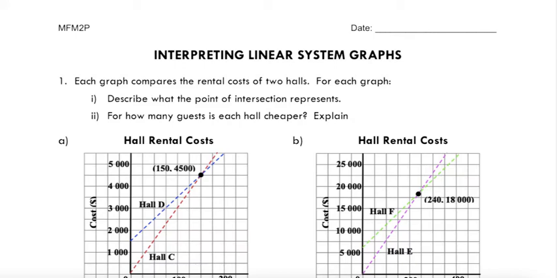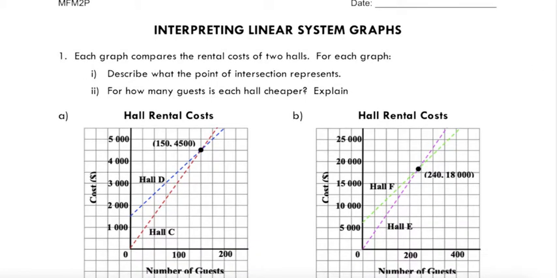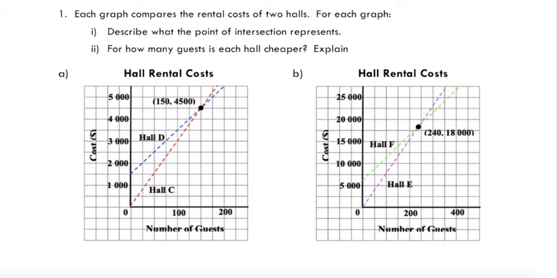When we look at applications of linear systems graphically, we first need to understand how to interpret those linear system graphs. So we're going to take a look at some examples. In each of these graphs, we're going to compare the rental costs for the two halls. We're going to describe what the point of intersection represents, and then we're going to take that further and talk about when each hall will be cheaper.